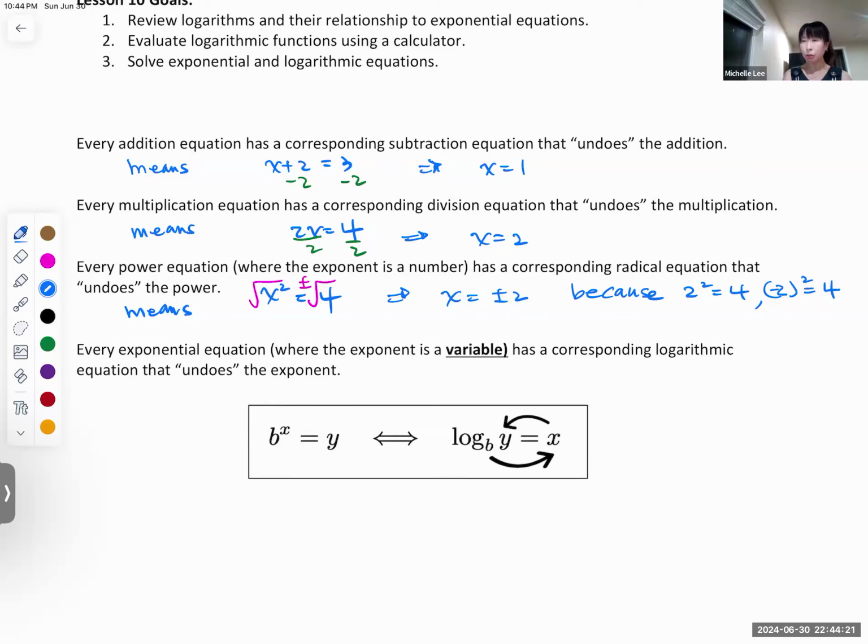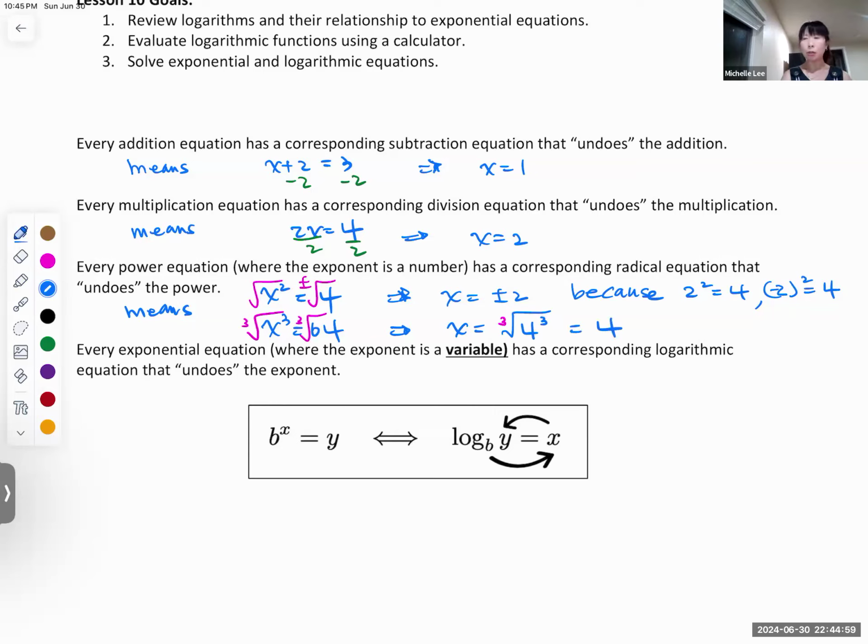We can have another root, which is x cubed equals 64. Then we take the cube root of both sides. But on the other side, we don't need the plus or minus. When it's an even root, we need that. Then we get x equals the cube root of 64, which is 4, because 4 to the third power is 64, right?